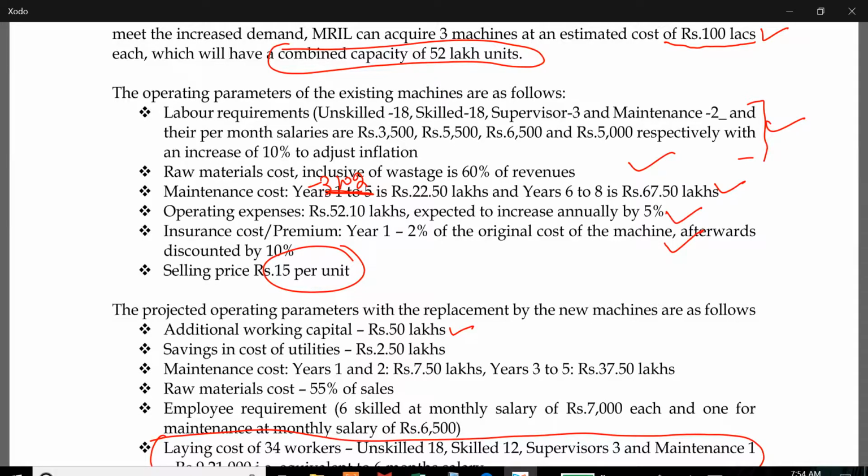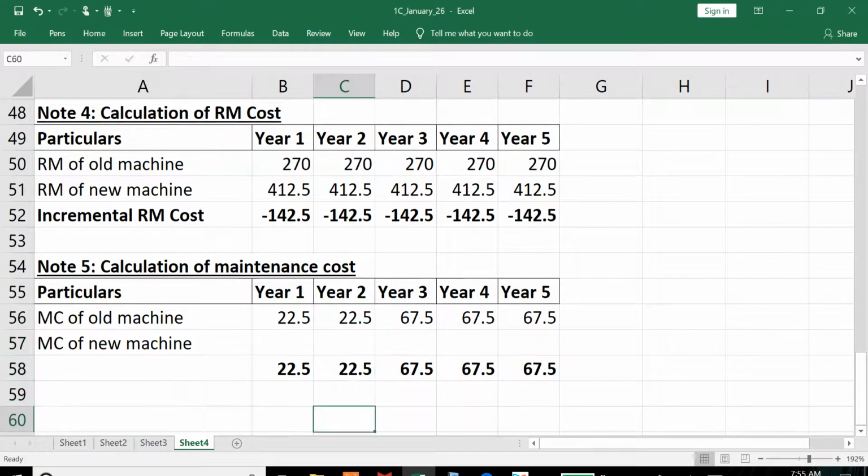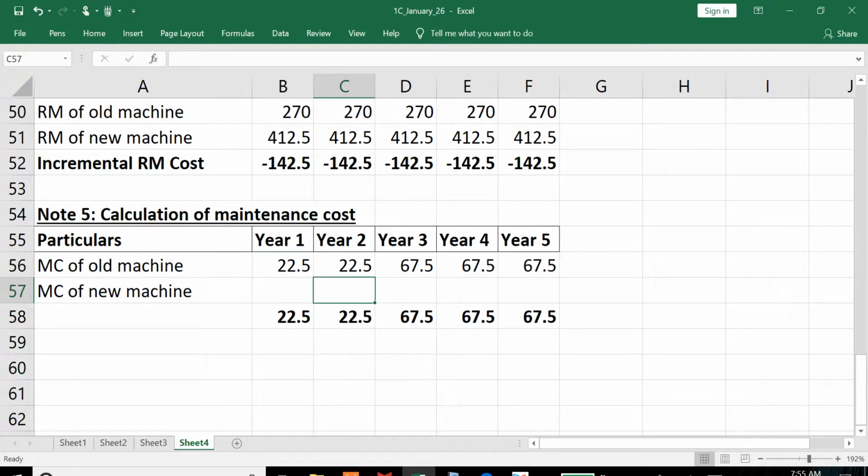What I wanted from them is the future. So it's not 1 to 5 and 6 to 8, this is 3 to 5. I don't want to know 1 to 5 and all, 3 years are already gone by. This is 1 to 2, the first and the second year. The coming year and the next year you will incur 22.5. Third, fourth and fifth year you will incur 67.5. So 22.5 for the first 2 years, and thereafter it is going to be 67.5.